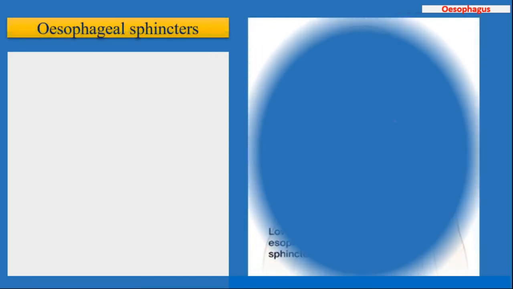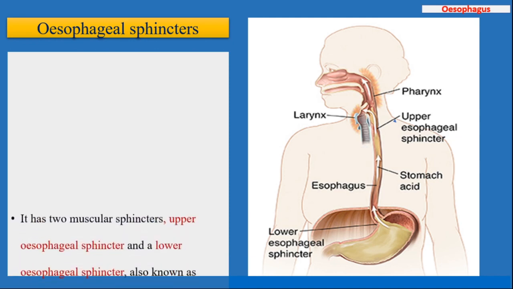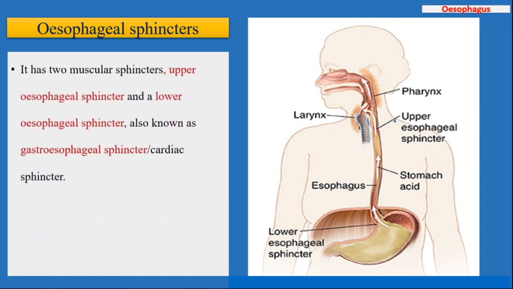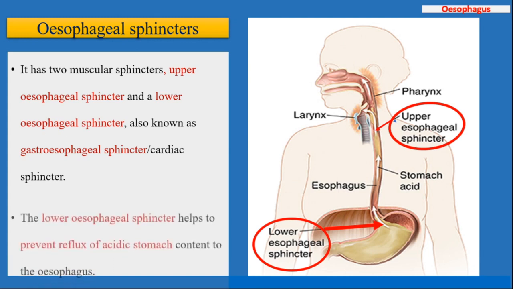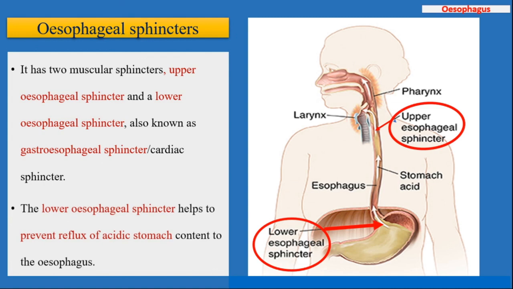Esophageal sphincters. The esophagus has 2 muscular rings or sphincters, one at the top called the upper esophageal sphincter and another at the bottom called the lower esophageal sphincter. The lower esophageal sphincter is also known as the gastroesophageal sphincter or cardiac sphincter. It helps to prevent the reflux of acidic stomach content into the esophagus.